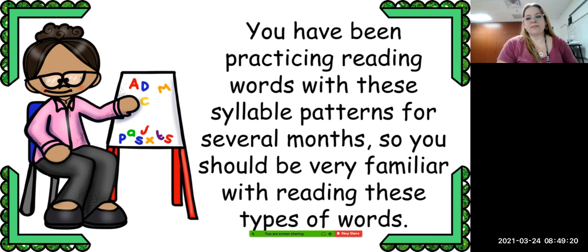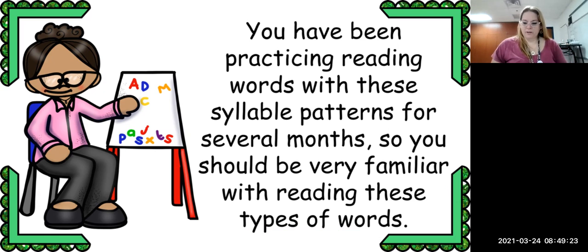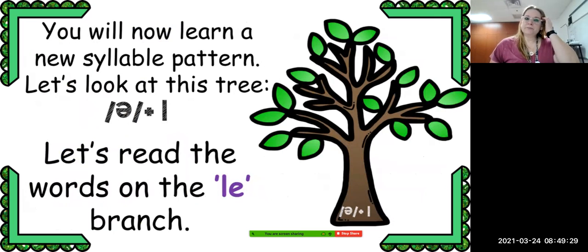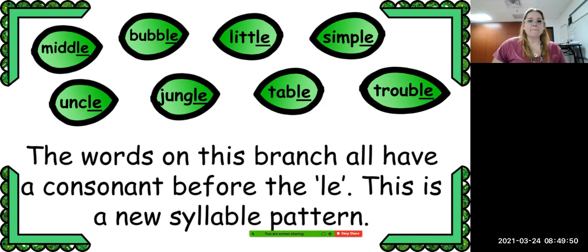So you should be very familiar with reading those types of words. And like I said, we have talked about it several times over the last few months. All right, so we're going to learn a new syllable pattern. And if you look at the tree that we just did, we had, ow, I hit my elbow. We had words on the OL branch, the LE branch. We had the words middle, bubble, little, simple, uncle, jungle, table, and trouble.